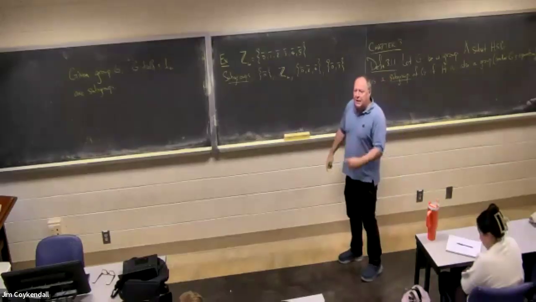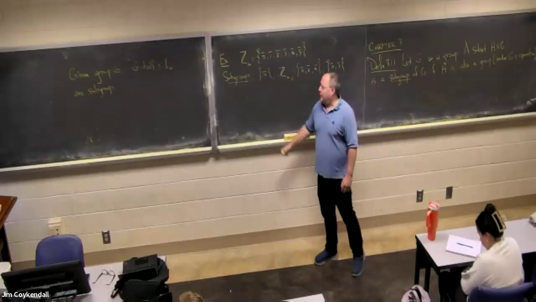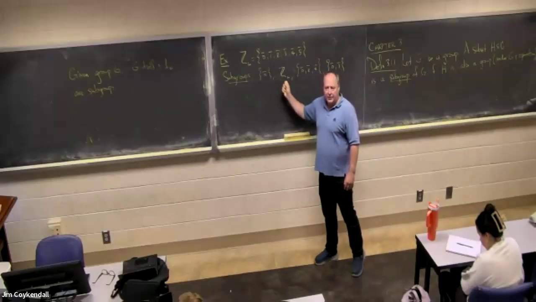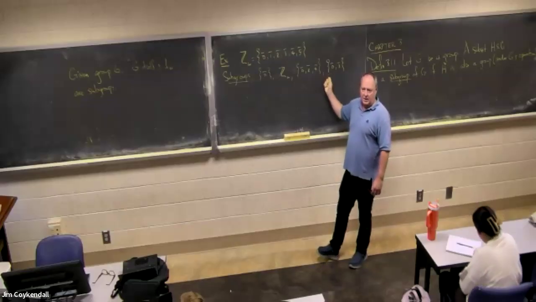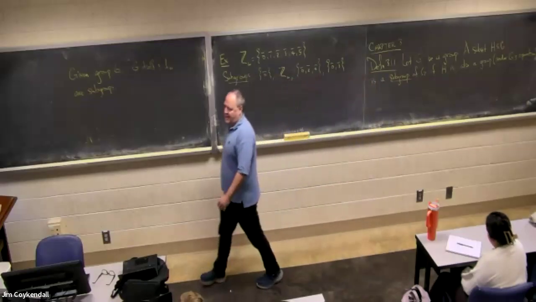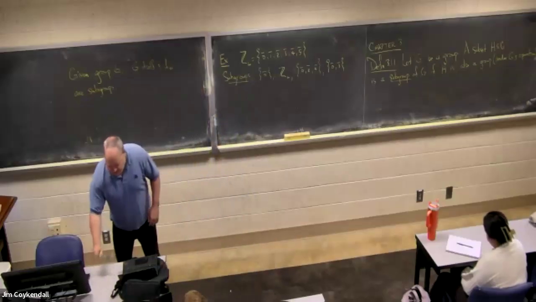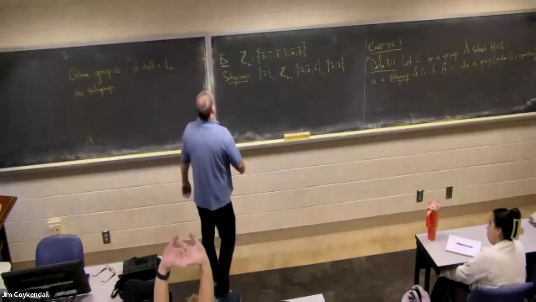So how many elements are there in Z6? There's 6, right? How many elements are in the subgroups? 1, 6, 3, 2. What's true about all these numbers? They divide 6. This is not something we should dismiss as a coincidence.